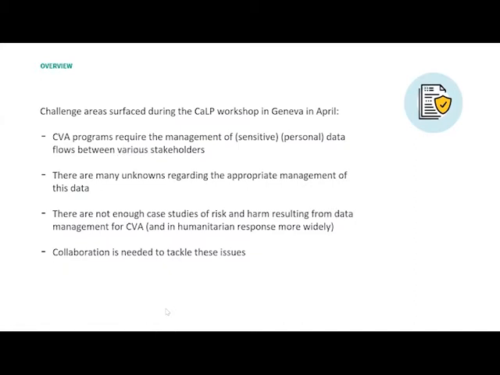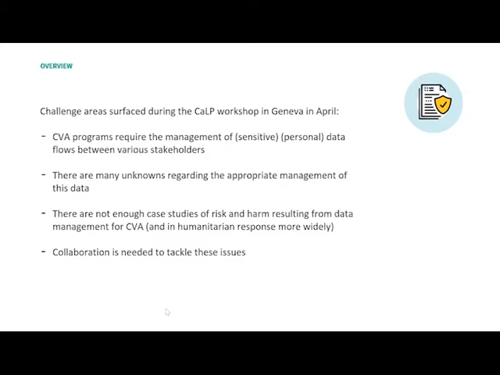Then the second outcome is that there are many unknowns regarding the appropriate management of this data. So there's very few standards and widely recognized best practices on how we should be handling data in cash and voucher assistance. Third outcome is that there are no or hardly any concrete case studies that we can look at to see how the management of data could lead to risk or harm, or to see what best practices are that we could follow as a sector.